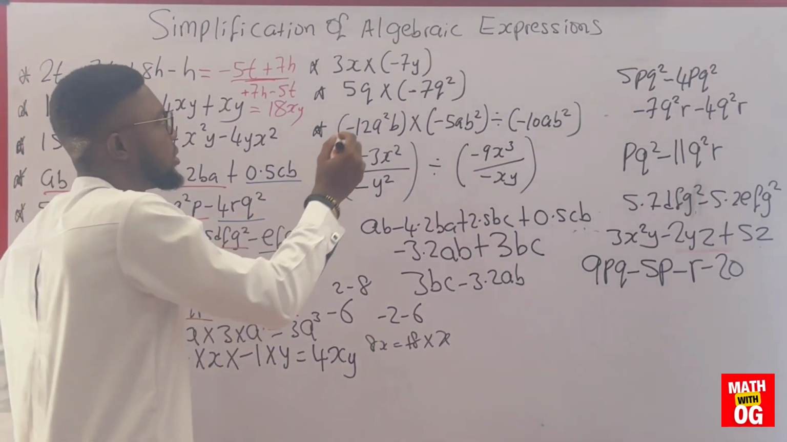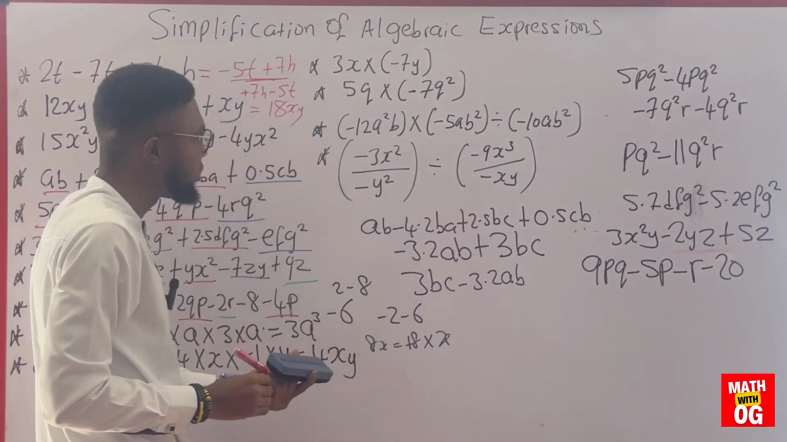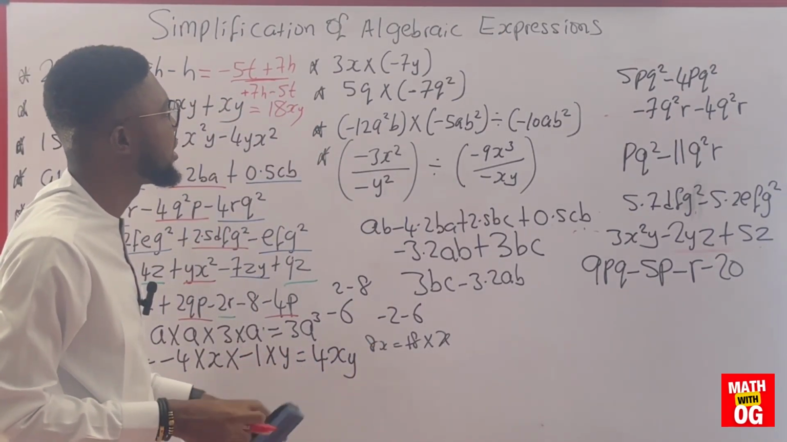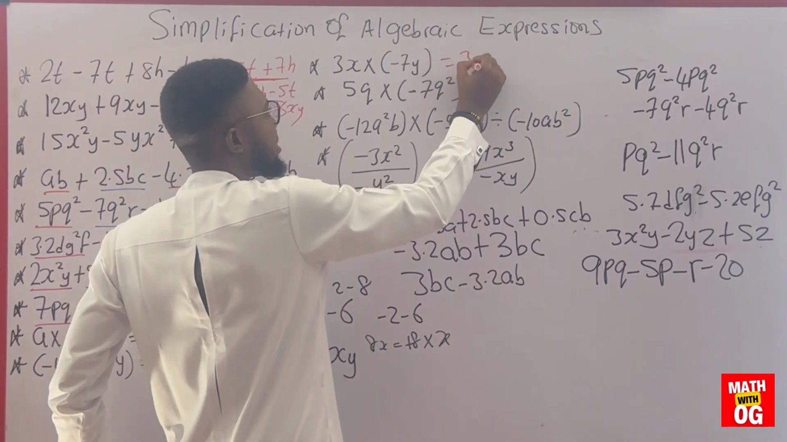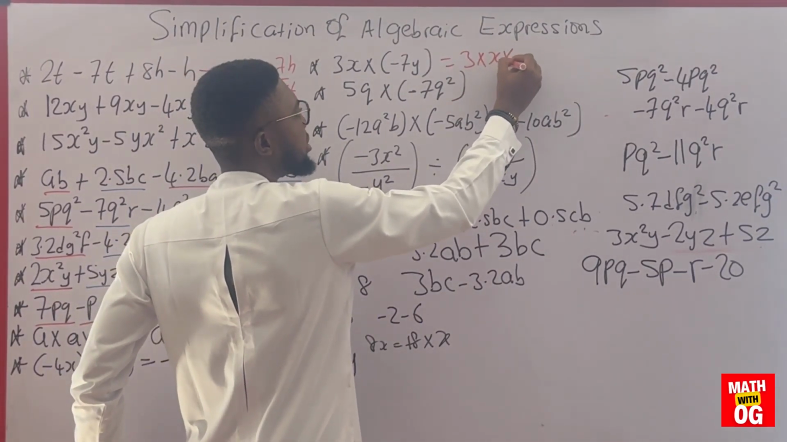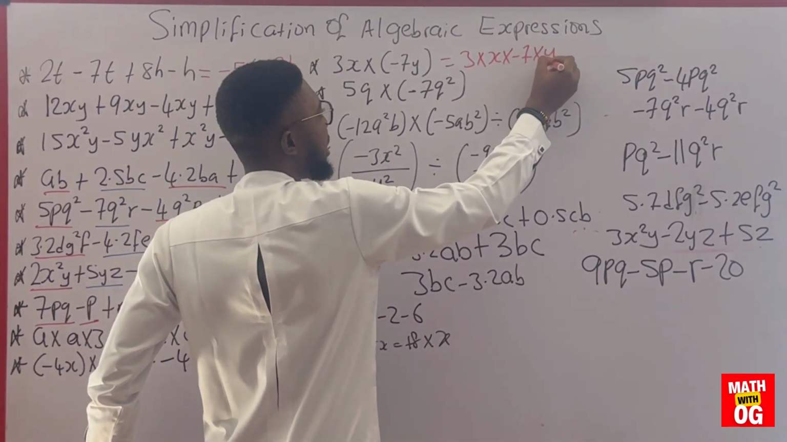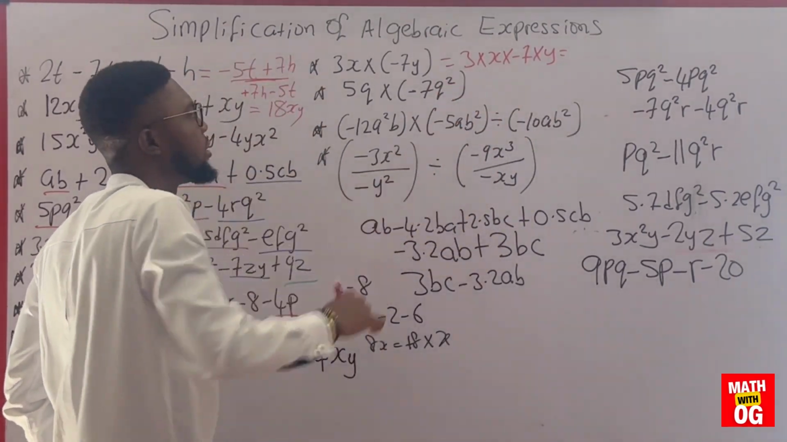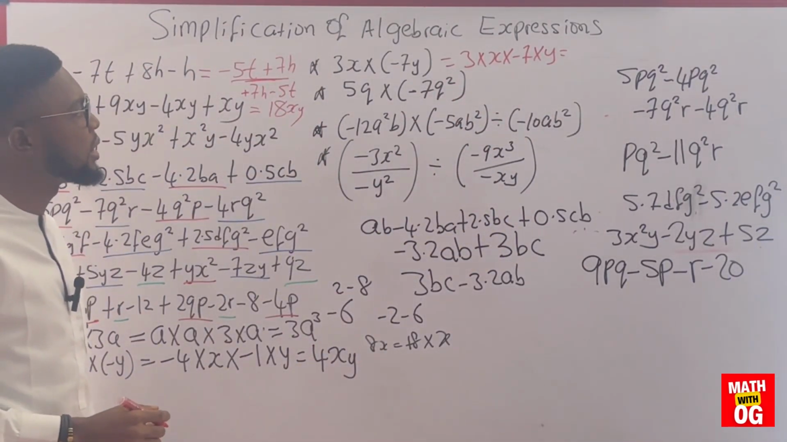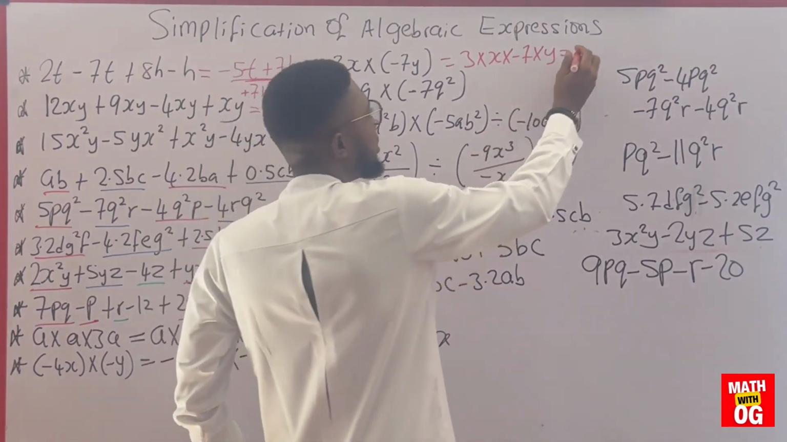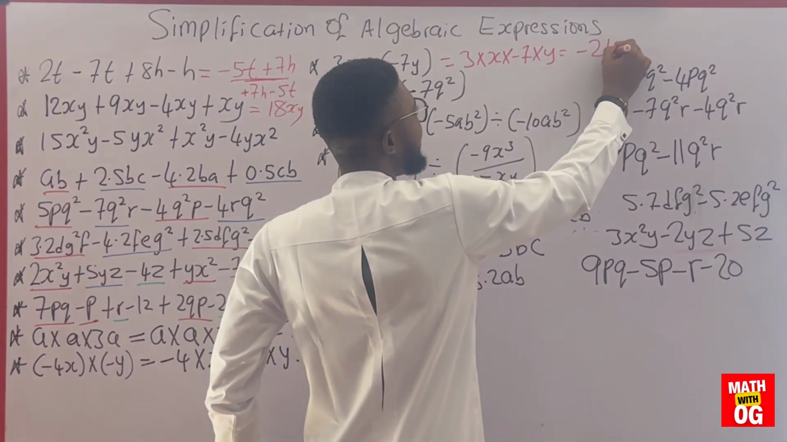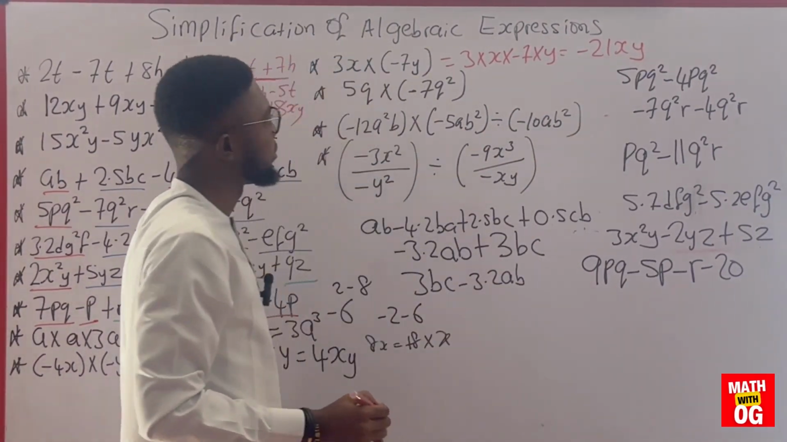Now next question, 3x multiplied by minus 7y. So this is the same thing as 3 multiplied by x multiplied by minus 7 multiplied by y. Now positive 3 multiplying negative 7 should give us a negative 21. So I have a negative 21 and I have my x and y.